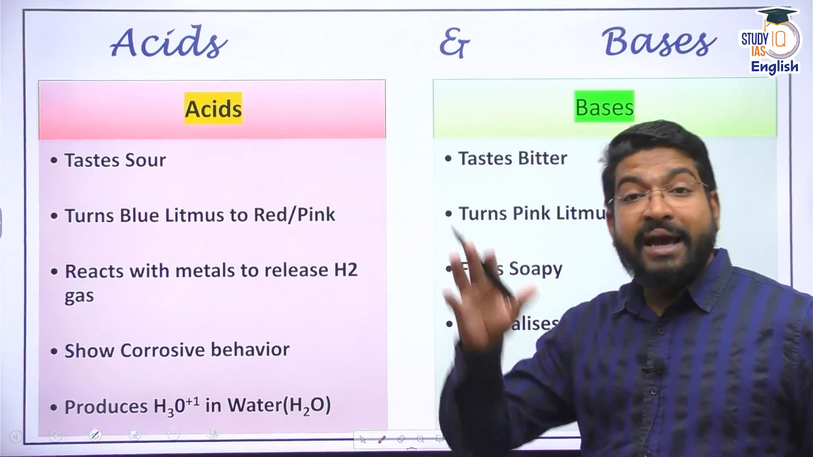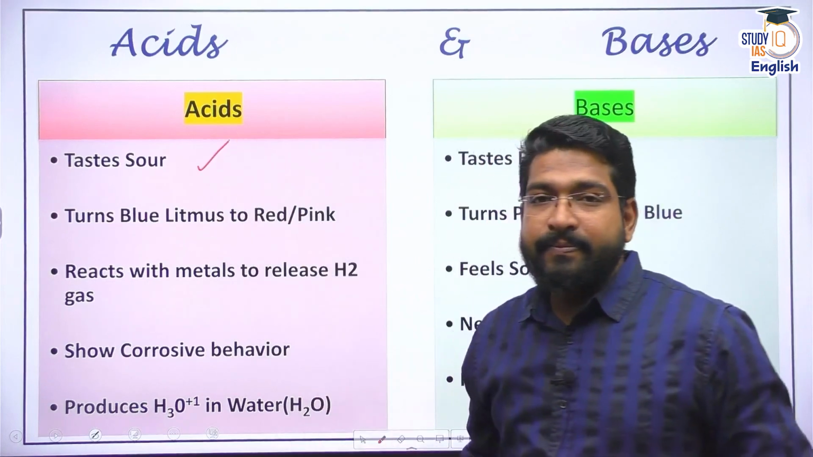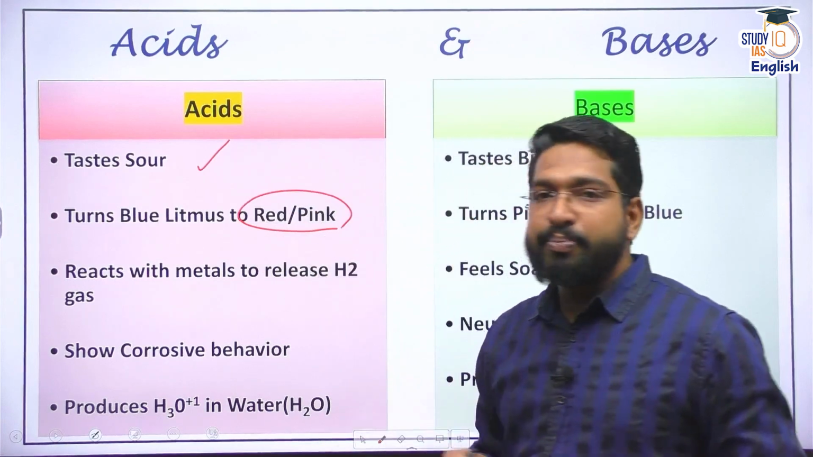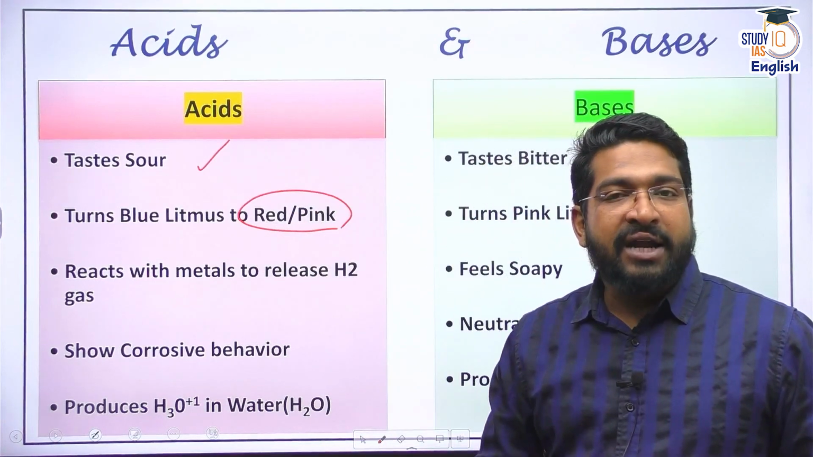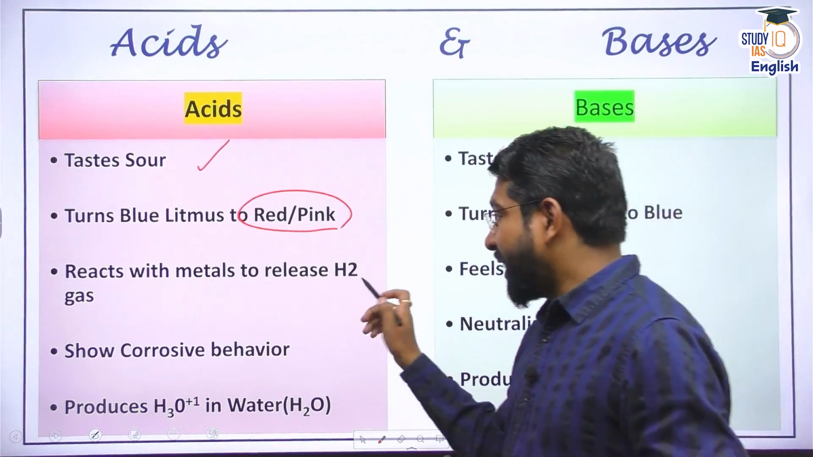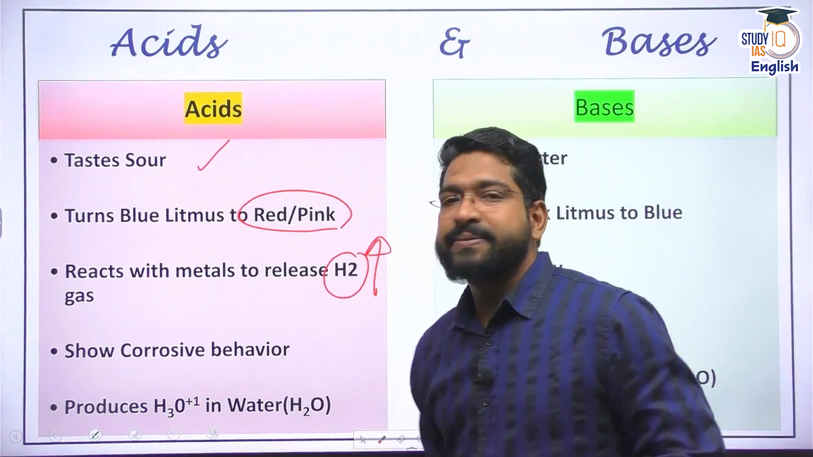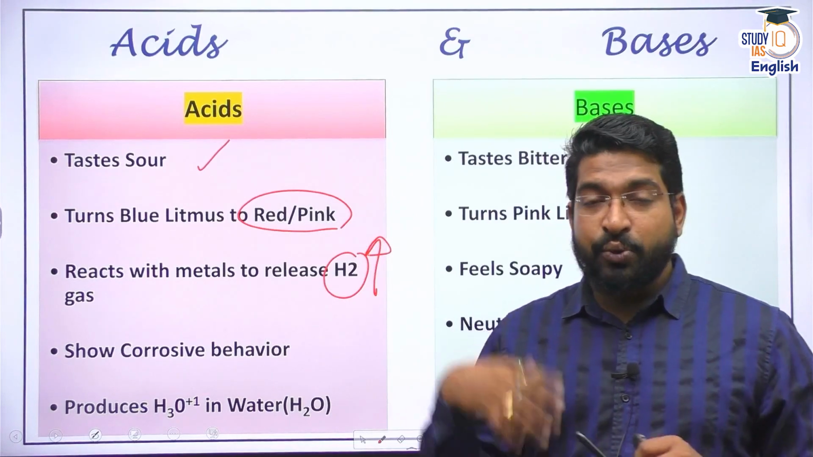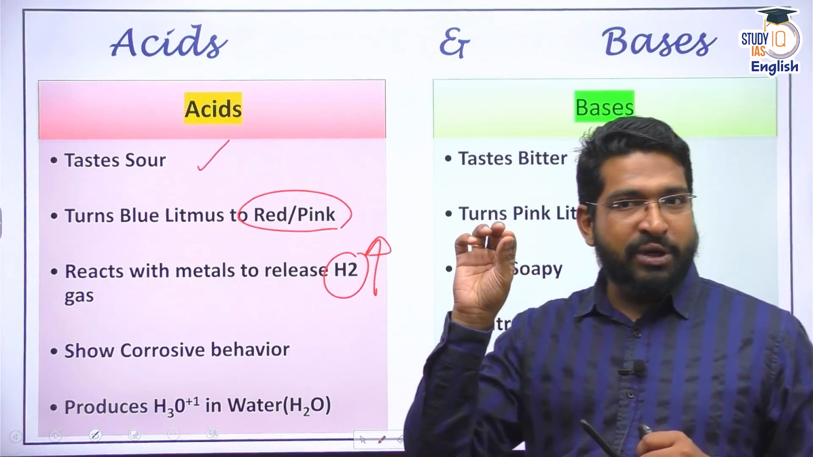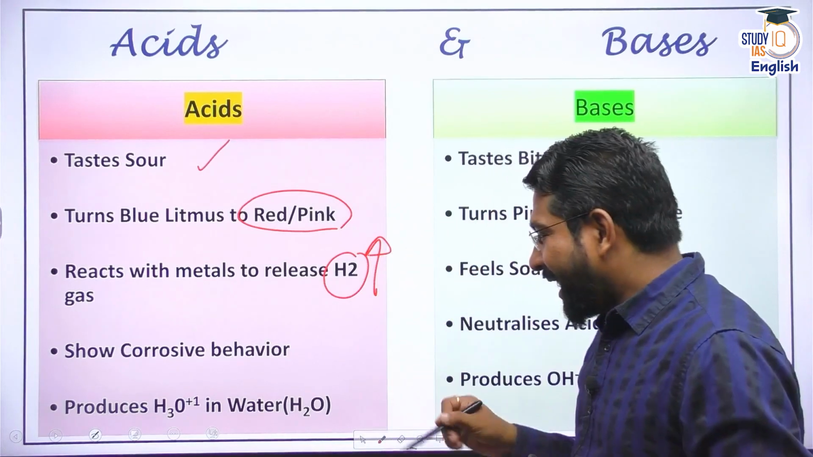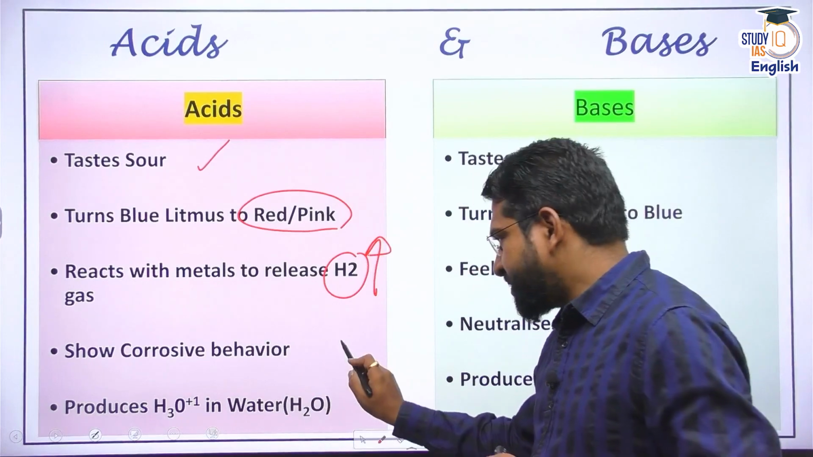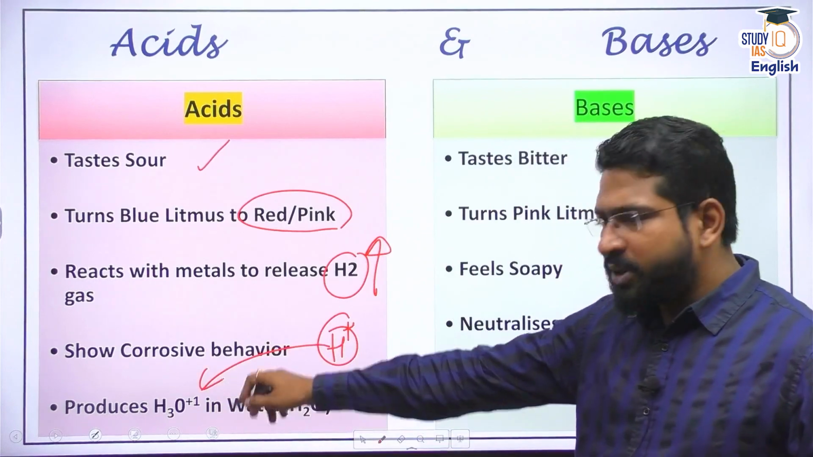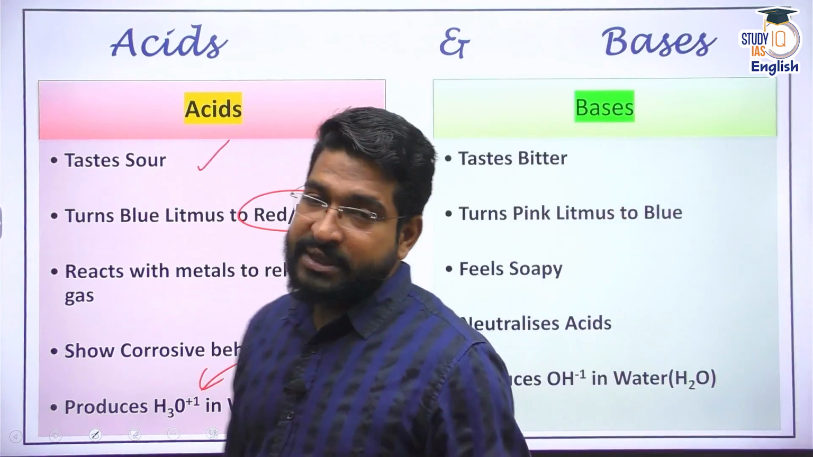We established that acids taste sour. When acid is touched with a blue litmus paper, it turns that litmus paper red or pink. Acids also react with metals to give a salt and also release hydrogen gas. Acids are corrosive. Acids tend to corrode. That is why I told you during that interaction also, be very safe when you're touching acid. And acids produce hydronium ion. Acids basically produce H plus, or the hydronium ion, in aqueous solution, in water. We had established these things.